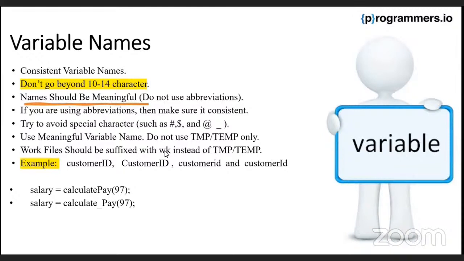But nowadays in free format we have lots of room to write our names. So instead of using abbreviations we should use a proper naming convention. If you are using abbreviations, then make sure they are consistent. Try to avoid special characters such as hash, dollar, at the rate, and underscore also.